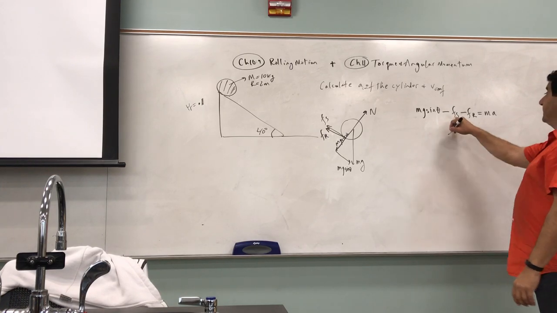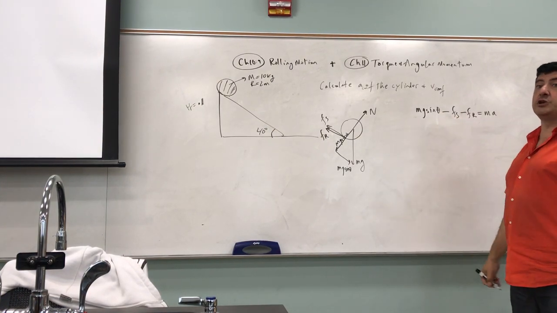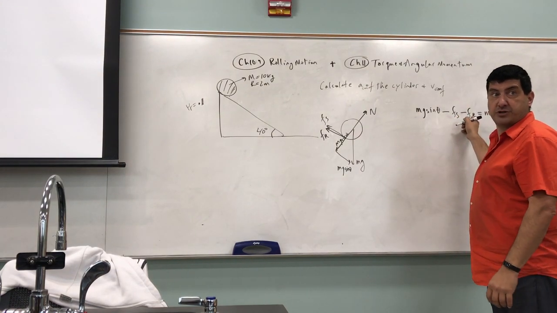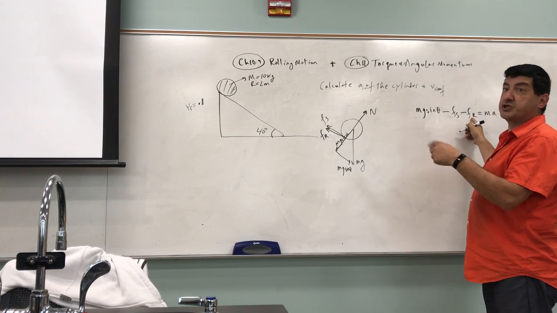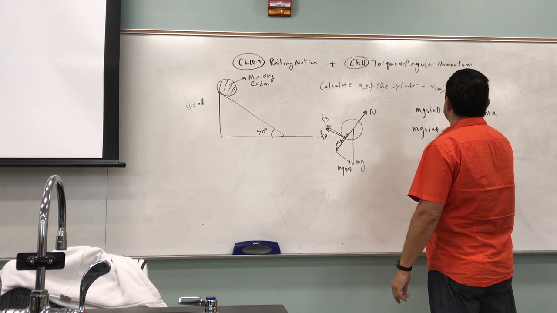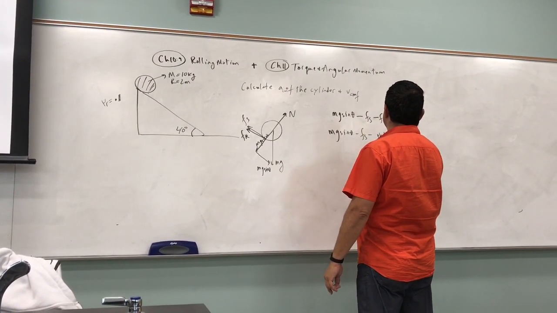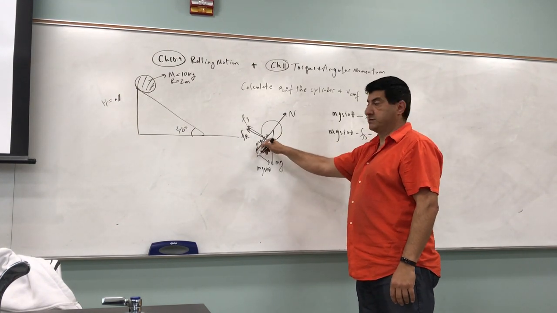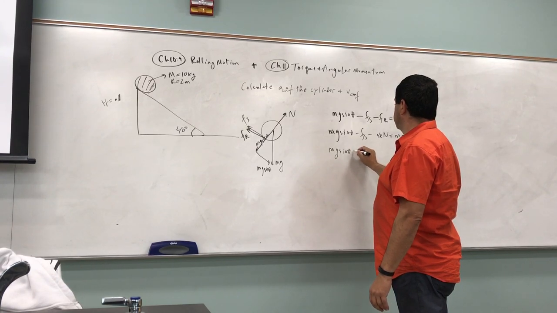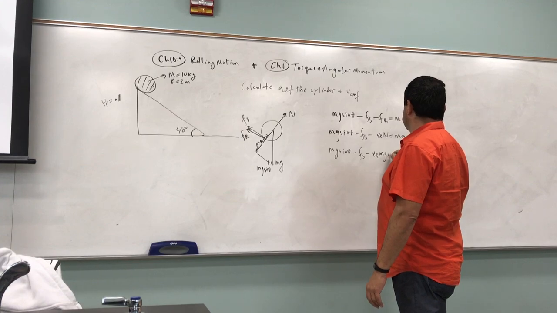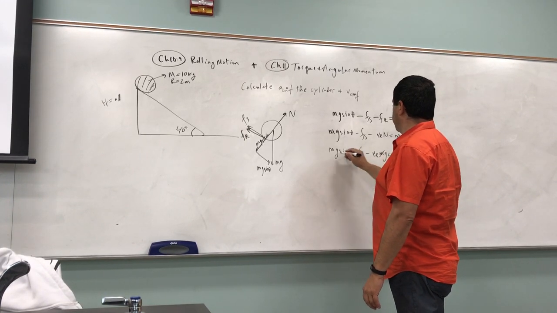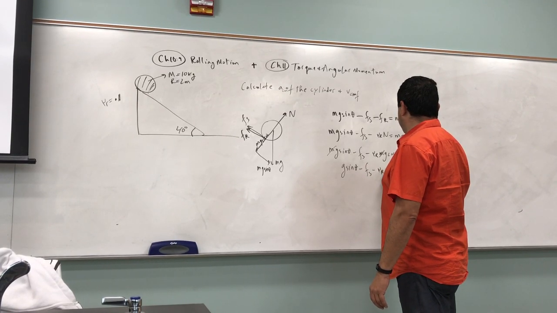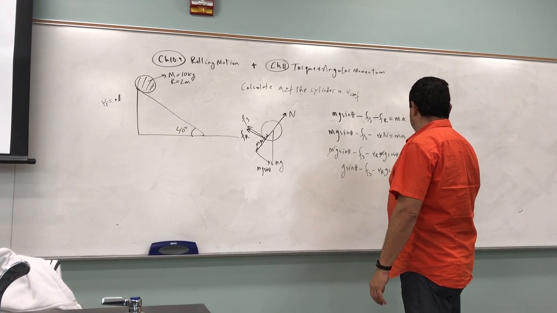Fs, you cannot put as mu s n. It's not equal to mu s n, because that's only true when it's on the verge of sliding, on the verge of slipping. So you're just going to put Fs. But Fr, you're going to put as mu R n, the coefficient of rolling friction times n. Now, what does n equal? n equals mg cos theta. So you just put that, and the m's cancel. So far we have g sine theta minus Fs minus mu sub R g cos theta equals a, and that's a center of mass.